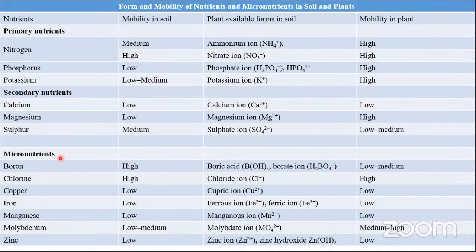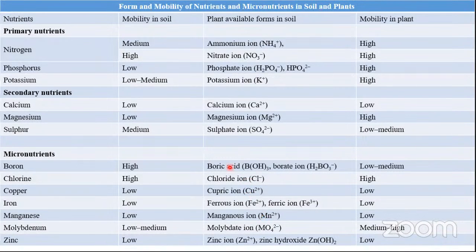And coming to the micronutrients: boron, chlorine, copper, iron, manganese, molybdenum, and zinc. In soil, when I'm talking about mobility, boron is high, chlorine is high, copper is low, iron is low, manganese is low, molybdenum is low to medium, and zinc is low. These are the forms in which they are taken up; almost all are in ionic form.